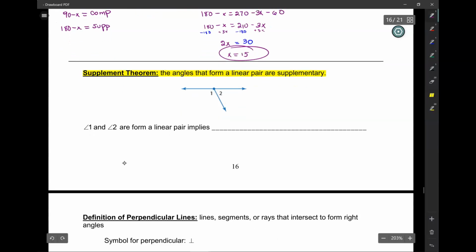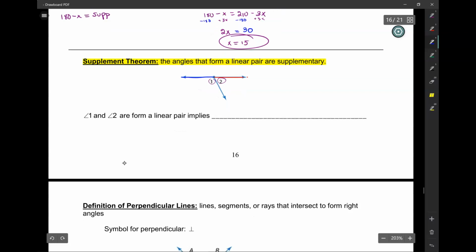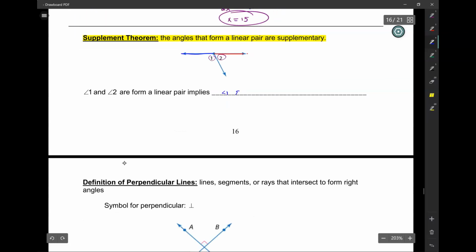So look at angle 1 and angle 2. Do you see how they form a linear pair? Because the side of angle 2 that isn't in common with angle 1 and this side that's not in common, they form a straight line. So if angle 1 and angle 2 are a linear pair, that means angle 1 and angle 2 are supplementary.